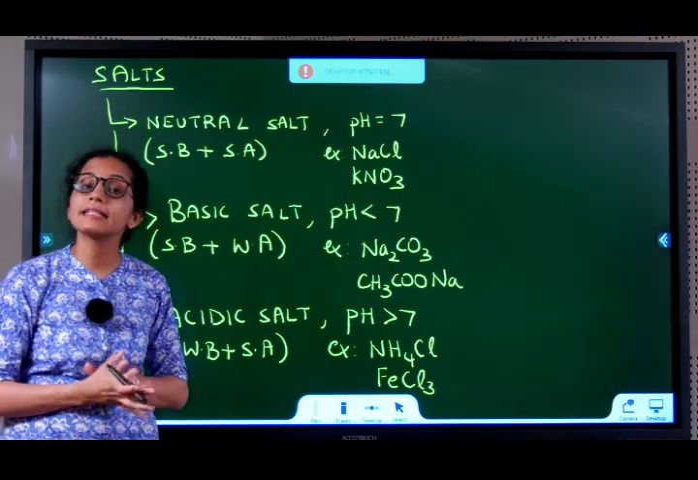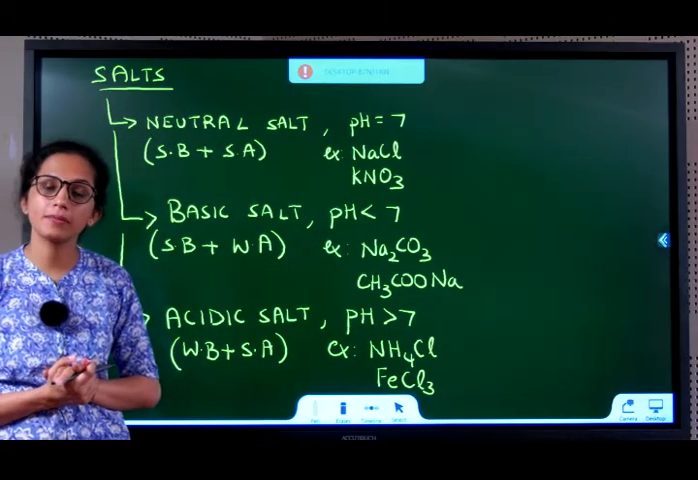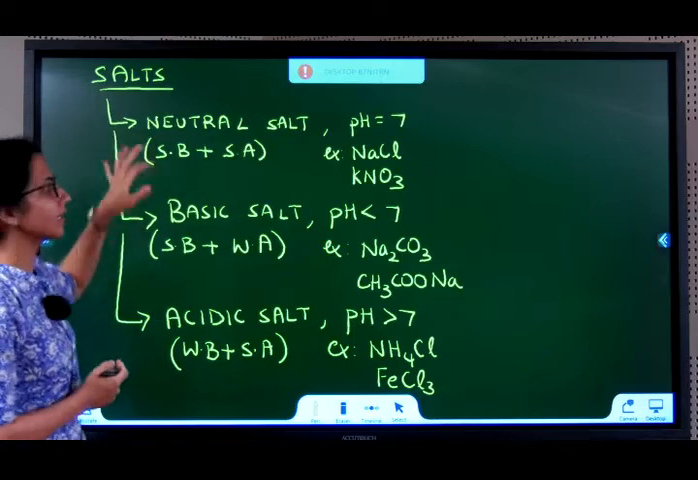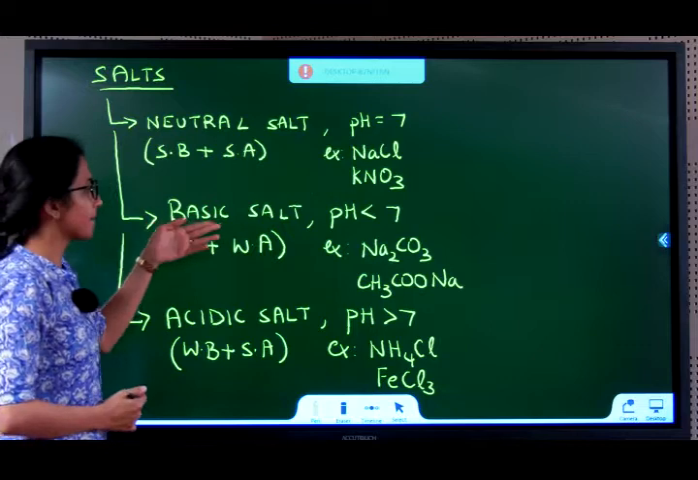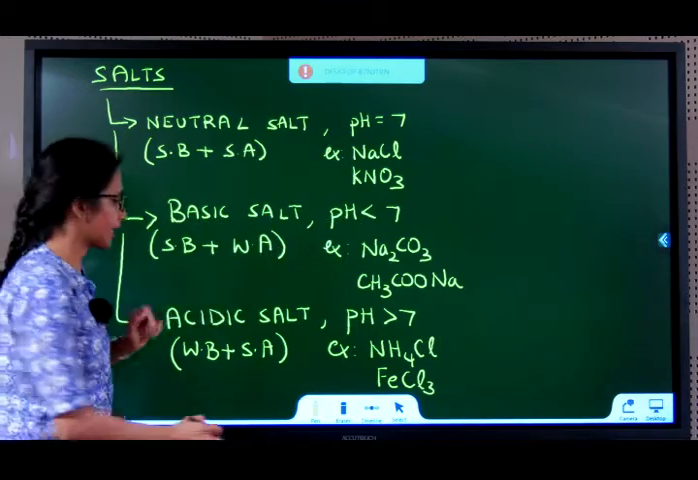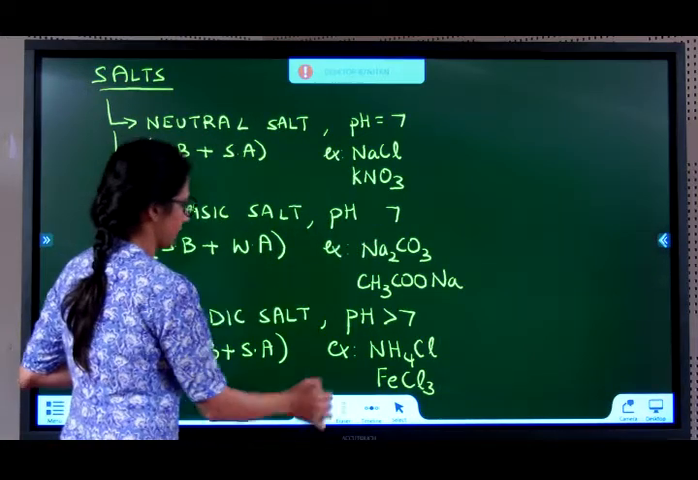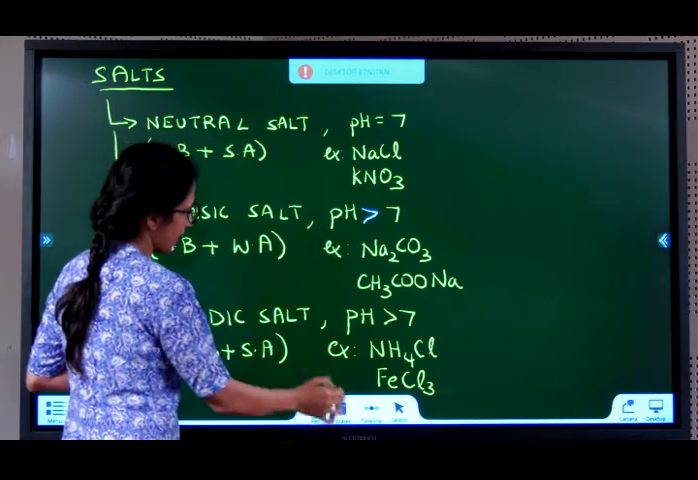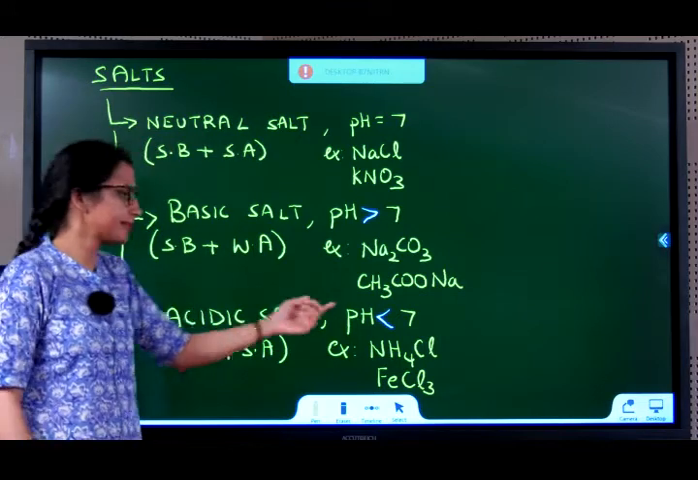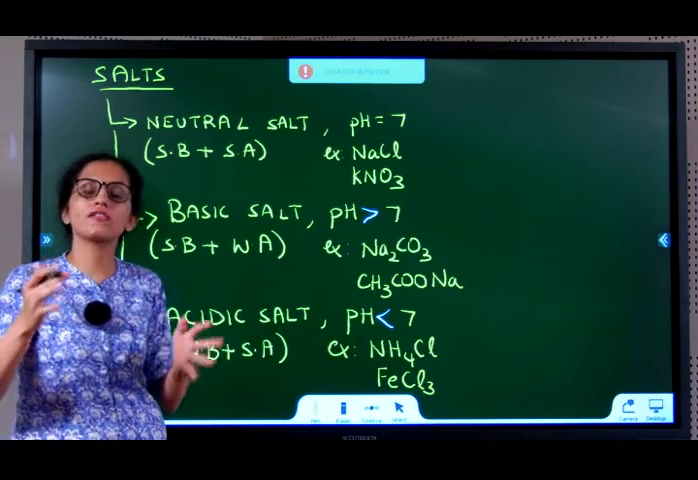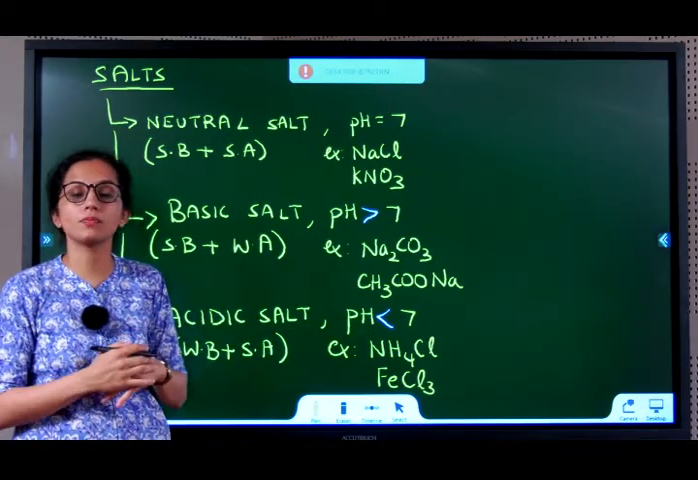Now we know that acid plus base gives us salt plus water. Salts again have pH. We have neutral salts whose pH is 7, basic salts whose pH is greater than 7, and acidic salts whose pH is less than 7. Acidic means pH less than 7. You know, 0 to 7 range is acidic, 7 to 14 range is basic.